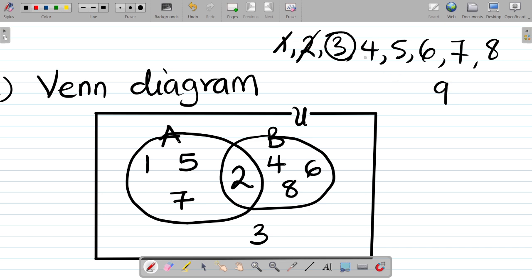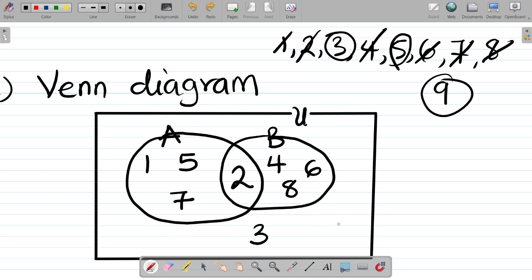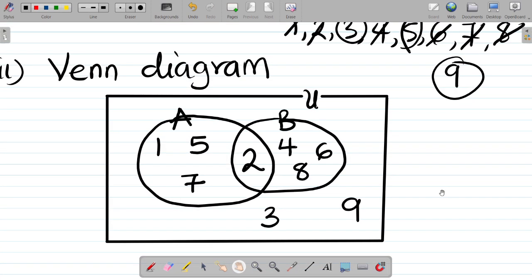4 is already here, so I won't stress. 5 is already here. 6 is already here. 7 is already here. 8 is already here. Then finally 9. 9 is not in A and B, so I'll write 9 there, outside the circles. So basically, this is the Venn diagram for the question.